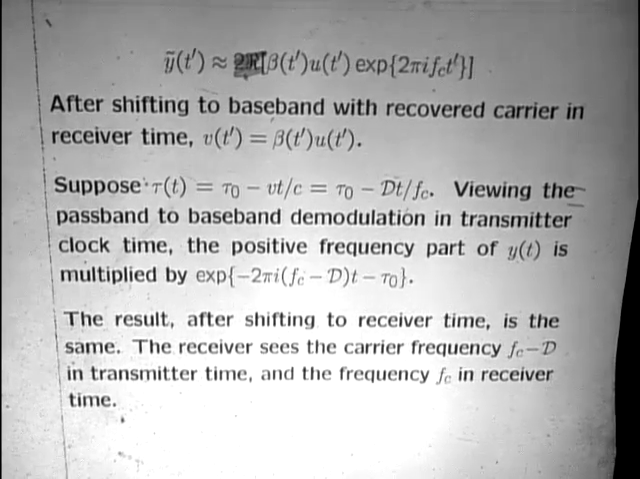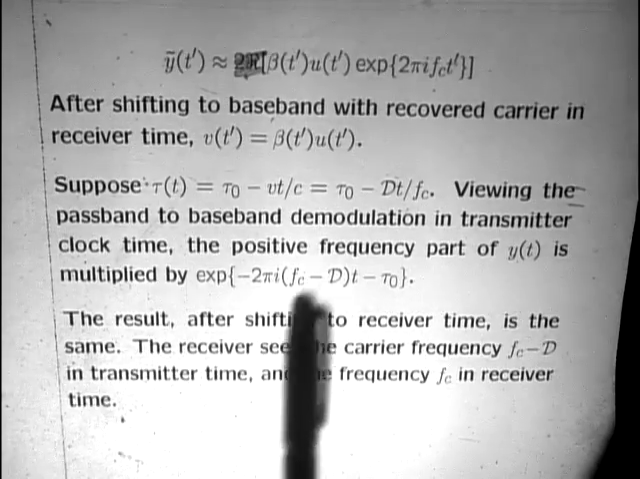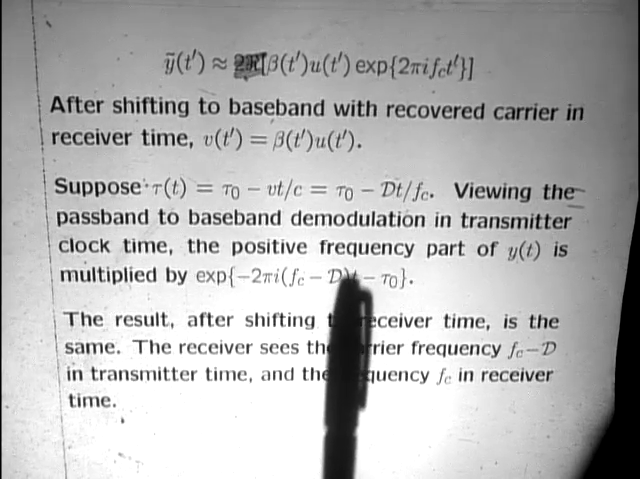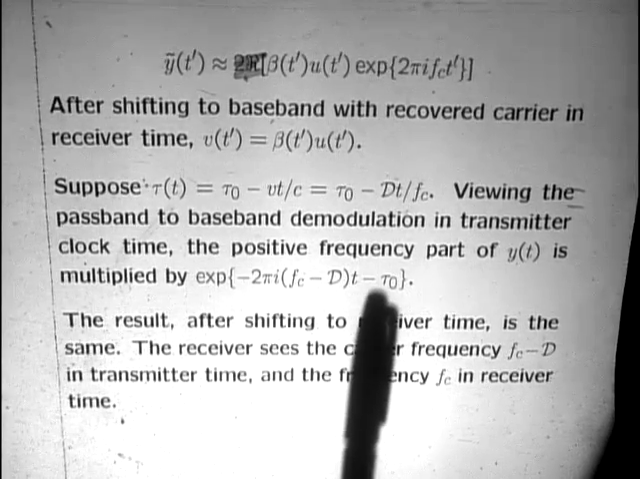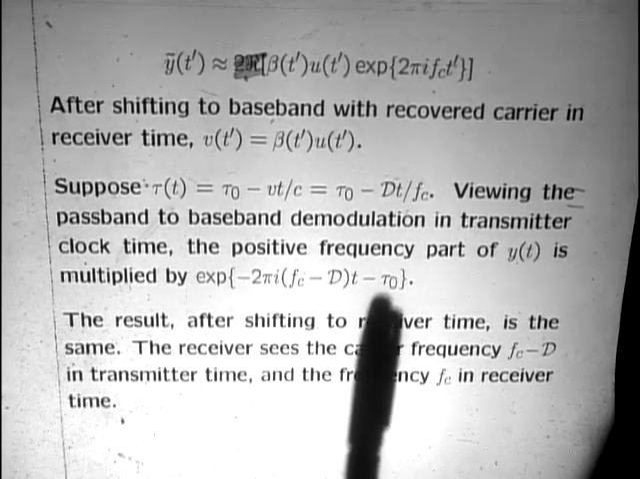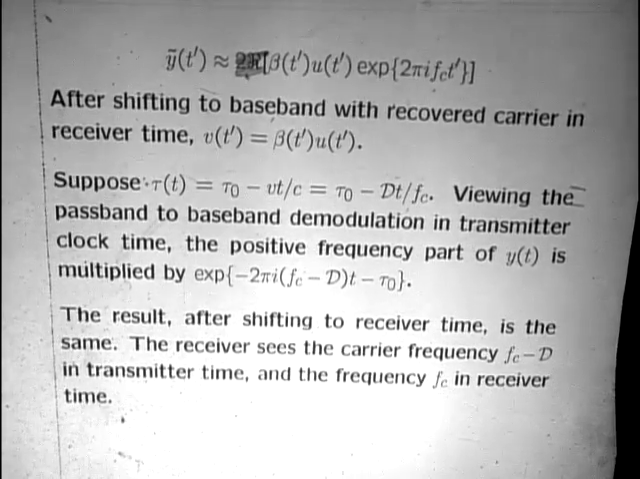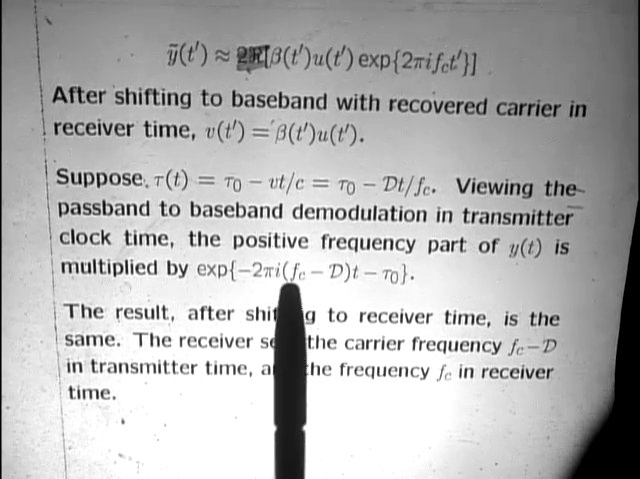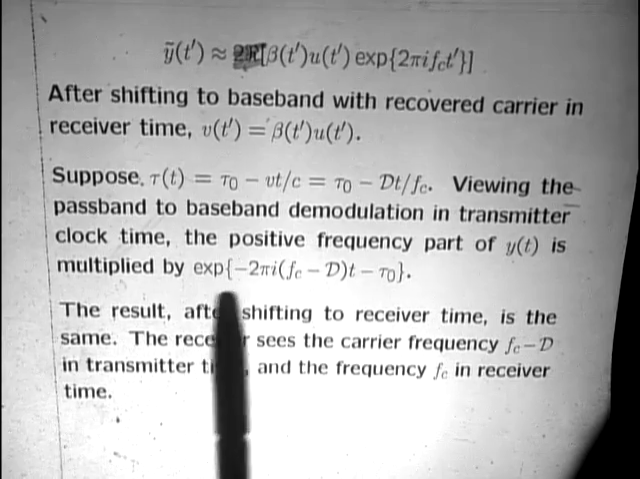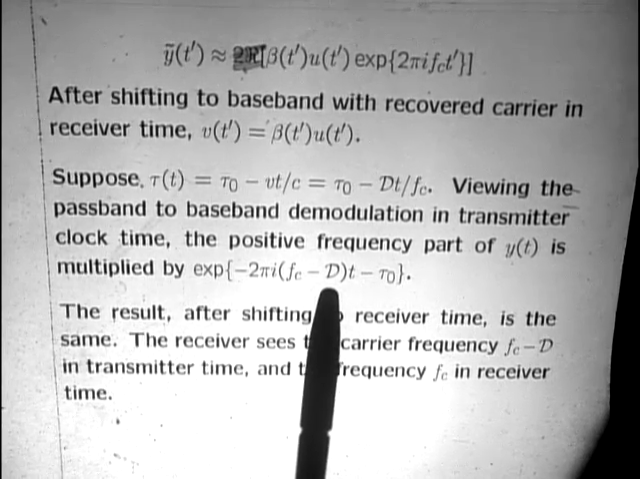Now if you view the passband waveform going into a baseband demodulation, and you think of doing this in transmit time, what are you going to do? In terms of transmit time, you've got to get rid of not this term, but this thing here. So in terms of transmit time, you're going to be multiplying by e to the minus 2 pi i times the carrier frequency minus the Doppler shift.